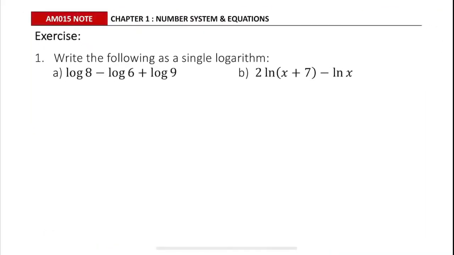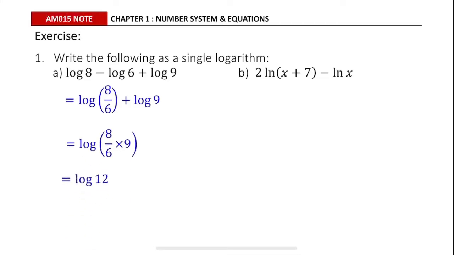So, this is the exercise. The first question is, write the following as a single logarithm. For question 1a, we use the quotient rule first because it involves subtraction of log 8 and log 6, then followed by the product rule and simplify it to get the answer.